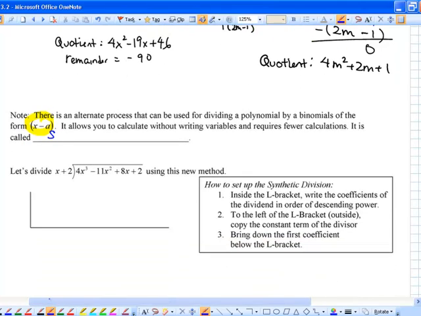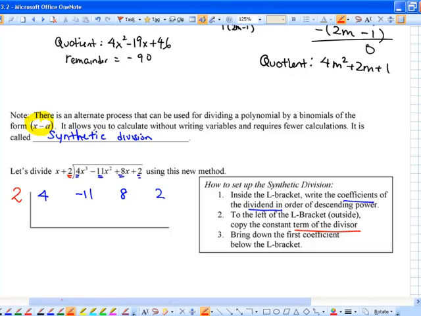It's called synthetic division. That's an H. Okay, so let's divide this question, which is the same as one above, using this method. Okay, it says how to set up synthetic division. So you do this L bracket thing. And inside the L bracket, I'd like you to write the coefficients of the dividend. So the coefficients of the dividend are these. Okay? So write them in. 4, negative 11, 8, 2. Now to the left of the L bracket, so over here, I'd like you to copy the constant term of the divisor. So the constant term was just 2. Okay? So constant term of the divisor.